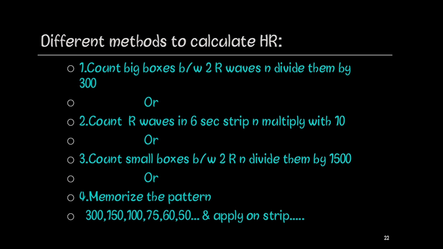First, you can count the big boxes between two R waves and then divide them into 300. Or you can count the small boxes between two R waves and then divide into 1500. You can also count the R waves in a 6-second strip and then multiply by 10. And the other way to calculate the heart rate is to memorize the pattern of numbers, which are 300, 150, 100, 75, 60, 50, and so on, and apply them on a strip. Now let's discuss each method in detail.